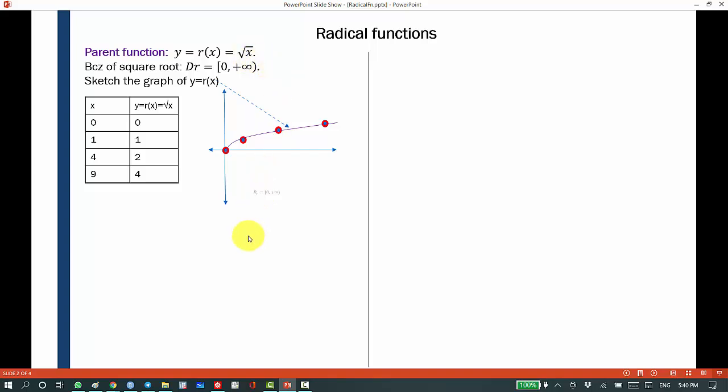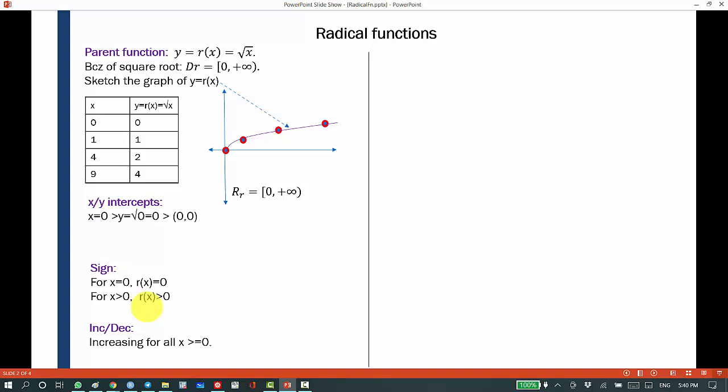As you can see here, the range of this function also starts from 0 and runs up to plus infinity. This function is 0 when x is 0, otherwise it's positive for all positive values of x. The function is increasing for all values of x in the domain, and the x and y intercept of the graph, as we can see, is the origin.